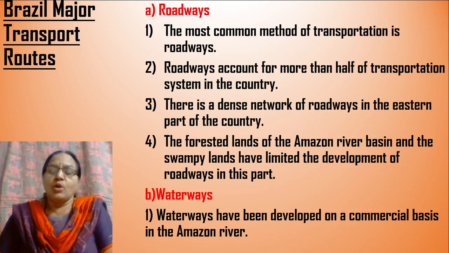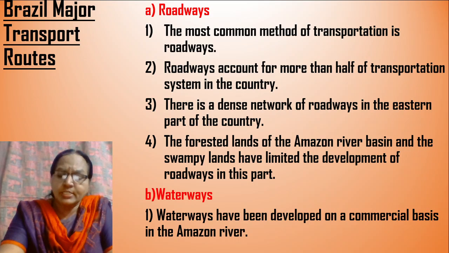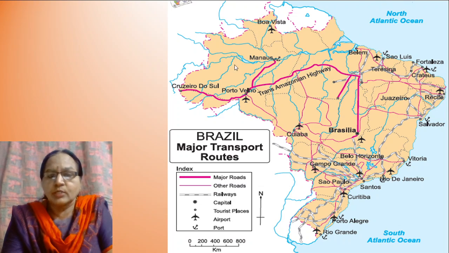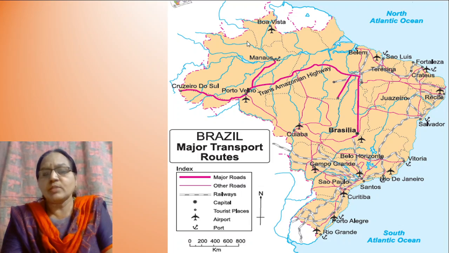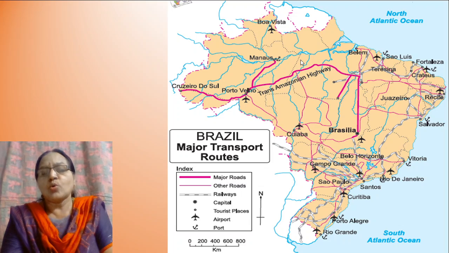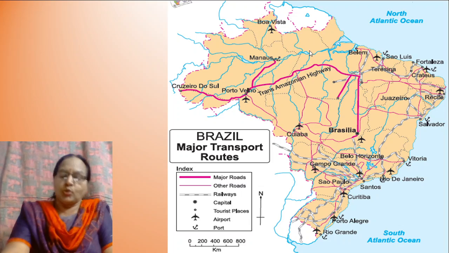Okay, now what about the forested lands? Now look at that. See, this is the Amazon River. These are the equatorial forests of the Amazon. See, there's not much. There is actually a sparse network of road routes, except for this one, the Trans-Amazonian Highway, which connects Brasilia to the western part of the country. Most of the northern parts you don't find road routes.